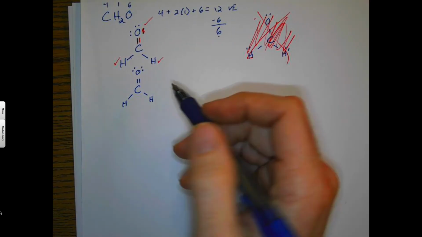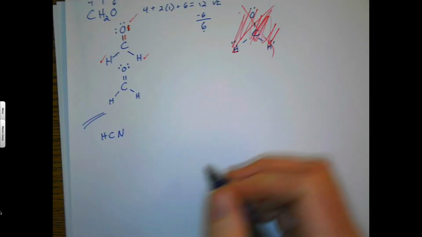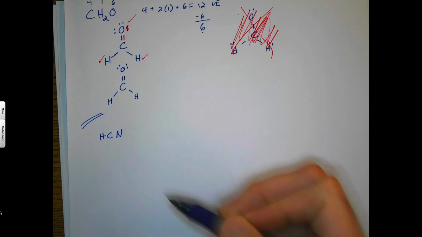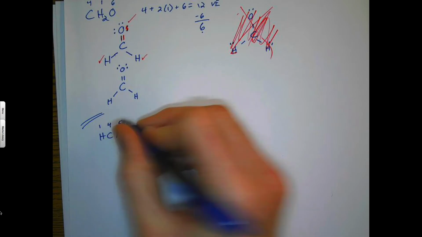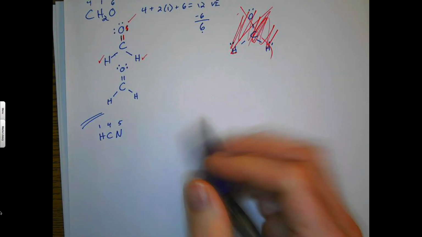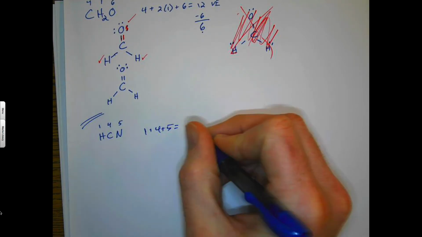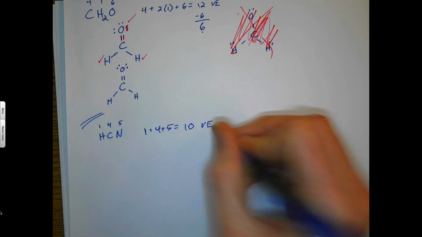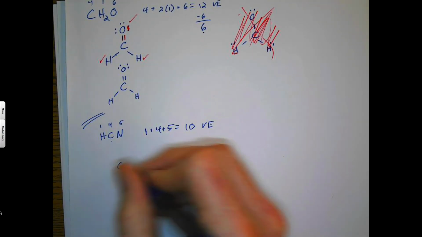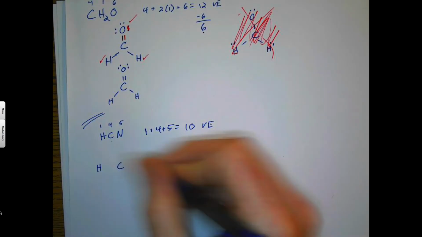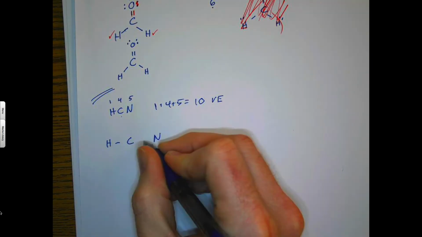All right. And let's take HCN. That is hydrogen cyanide. So there's 1 hydrogen, there's 4 for carbon, and then there are 5 valence electrons for nitrogen. So 1 plus 4 plus 5 is 10 valence electrons. So carbon always goes in the middle. Carbon is the backbone of life. And then we have hydrogen and nitrogen spaced as far apart as possible. We'll place a bond in between each one.